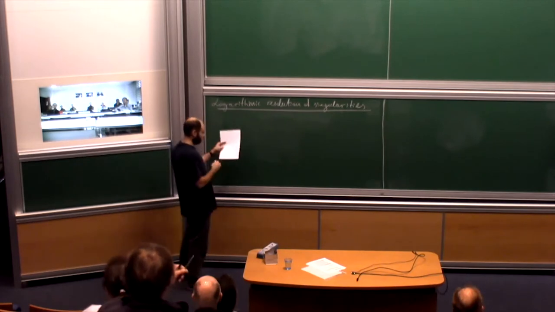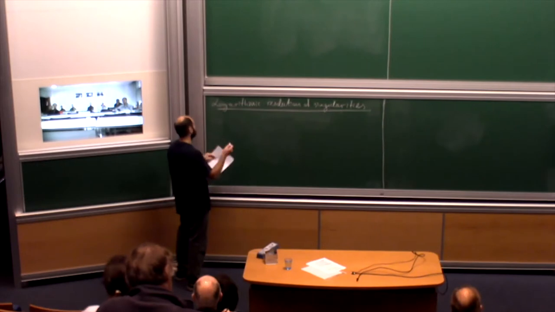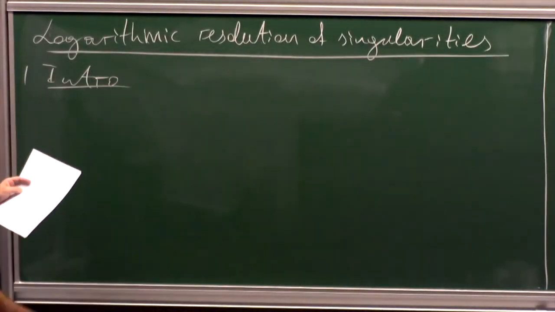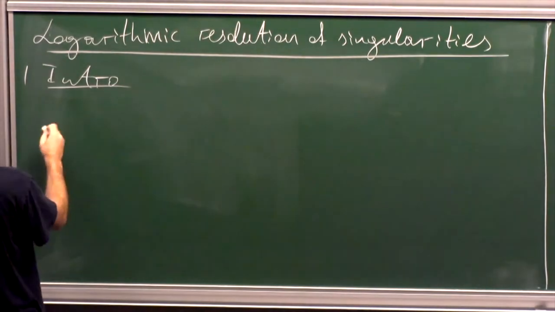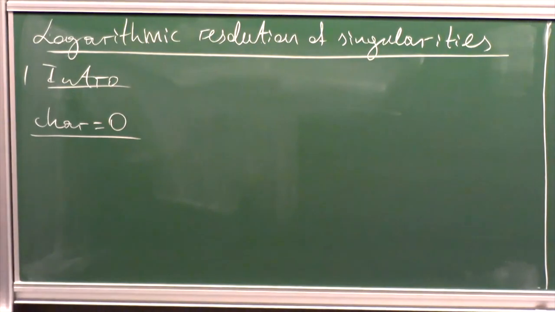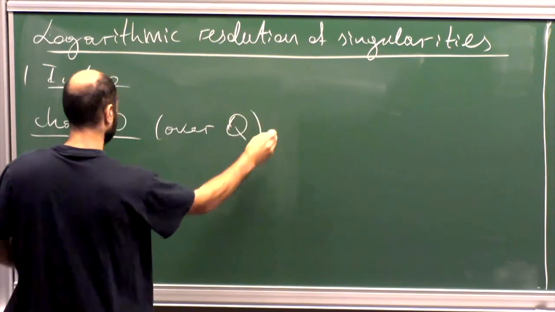I'll formulate one of my results and also give some motivation. So, introduction. First of all, we always fix characteristic to be zero, the only case where the classical one is known. So we also only work over Q, we always work over Q.